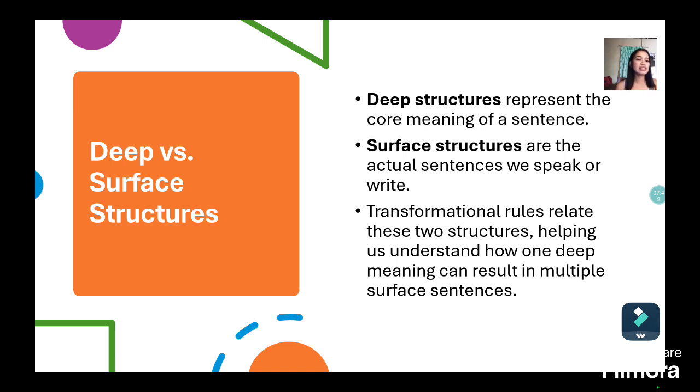So now, we're going to discuss deep versus surface structures. Deep structures represent the core meaning of a sentence, while surface structures are the actual sentence we speak or write. Additionally, transformational rules relate these two structures, helping us understand how one deep meaning can result in multiple surface sentences.